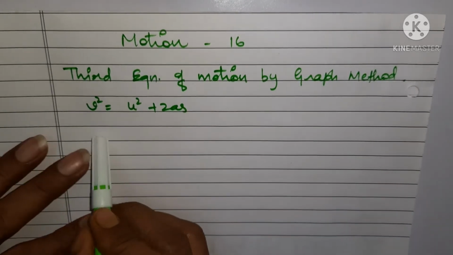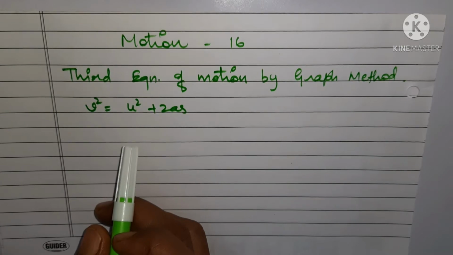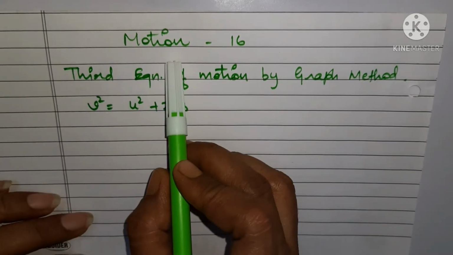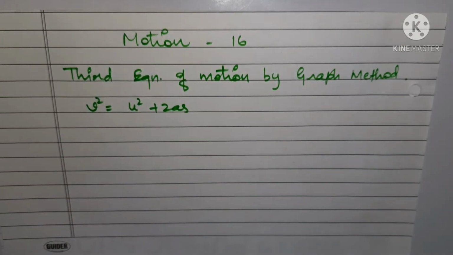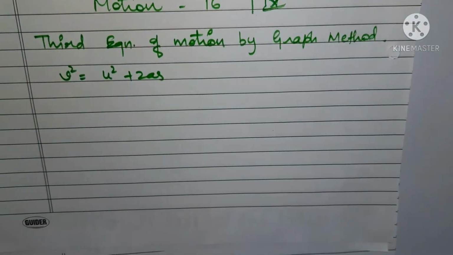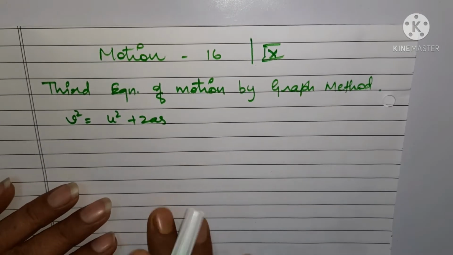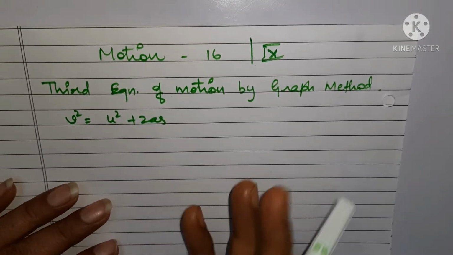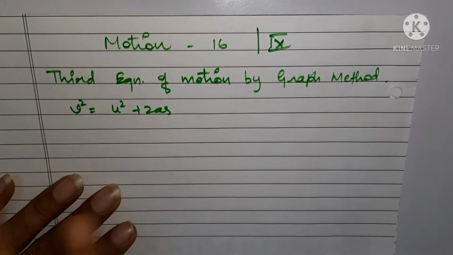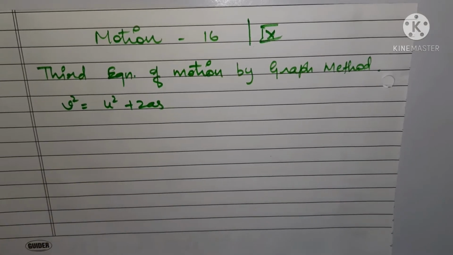So hello friends, we are going through a series of sessions, and this is chapter Motion, session number 16, class 9th, and we are going through the equations of motion. We have already done equations of motion in a general way, and derived how they come about, but now we are going to use a graph.